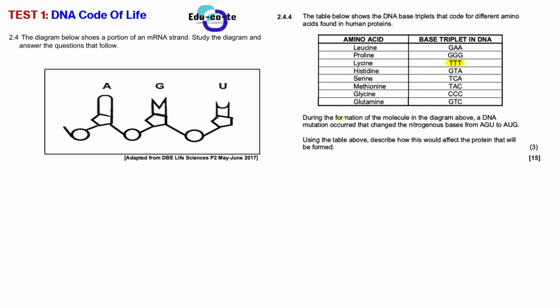During the formation of the molecule in the diagram, which molecule is in the diagram? Yes, mRNA, sir. So during the formation of mRNA, during transcription, a DNA mutation occurred that changed the nitrogenous bases that we have from AGU to AUG. Because here you can see that the ones that we have is AGU on the mRNA codon, but they've changed to what? They've changed to AUG.